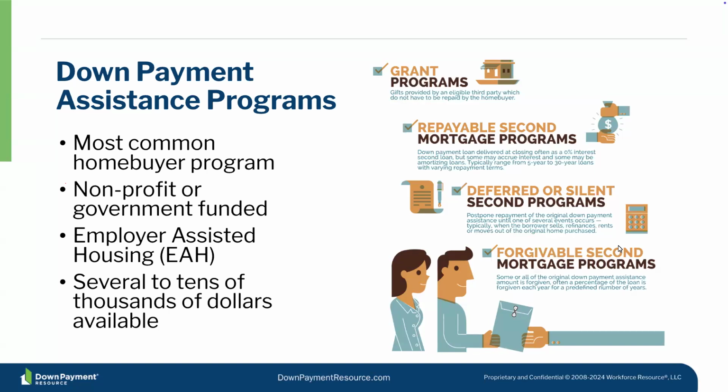We have deferred or silent seconds, where repayment of the original amount is postponed until one of several events occurs, commonly when the borrower sells, refinances, or if there's a change in occupancy. And lastly, forgivable seconds, where some or all of the original down payment assistance is forgiven. Often, a percentage of the loan is forgiven each year for, let's say, a predefined number of years. As an example, it's common for a forgivable DPA to be forgiven 20% per year over the course of 5 years.